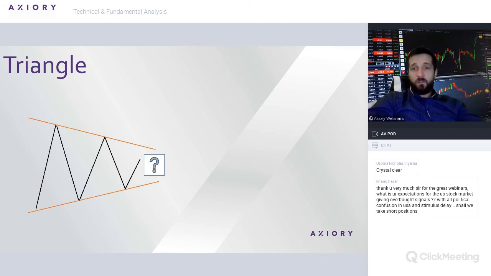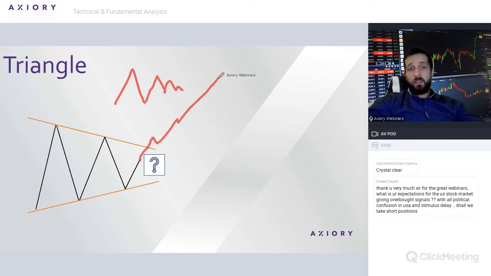There are also triangles, okay? Here is an example of a symmetric triangle. Price is inside of the symmetric triangle and is getting ready for the breakout. Here is a question mark because we don't care if the price will go up or down. We just trade it. Once the price breaks the upper line, you buy. Once the price breaks the lower line, you sell.